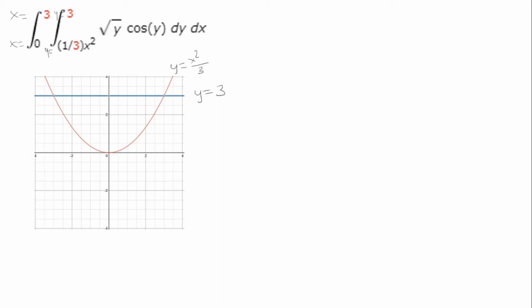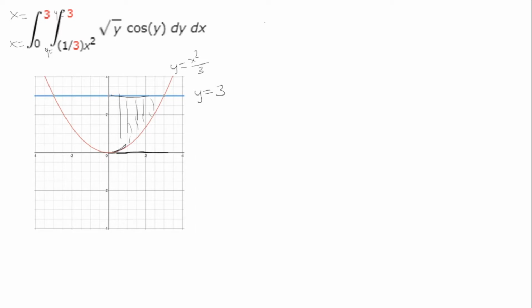So x is going from 0 to 3. So these are all the x values. And then y is going from x squared over 3 to 3. So x squared over 3 is this, and it stops all the way up to 3. So this is the region that we're interested in.